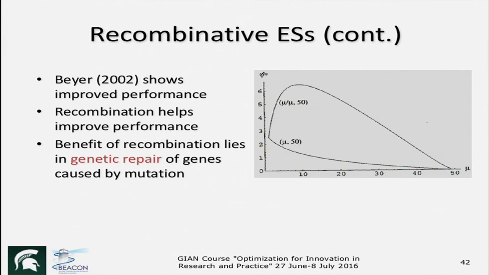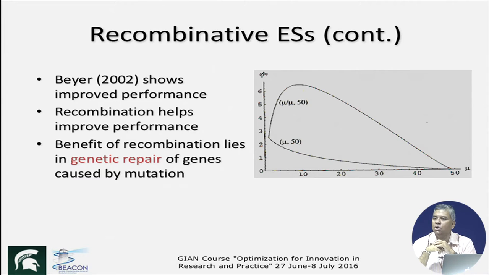Hans-Georg Beyer has done a lot of work in this theory, and he has shown the effect of recombination. When you have recombination, they call it mu slash rho comma lambda. That's the general expression for telling that you have a recombination. In this particular experiment, rho is equal to mu, so all parents are used for recombination, and lambda is 50. They fixed lambda equal to 50, which means 50 children are created. Mu is something they are changing.